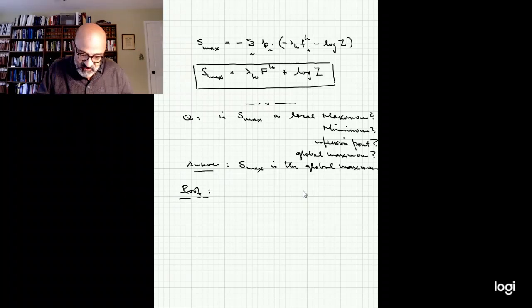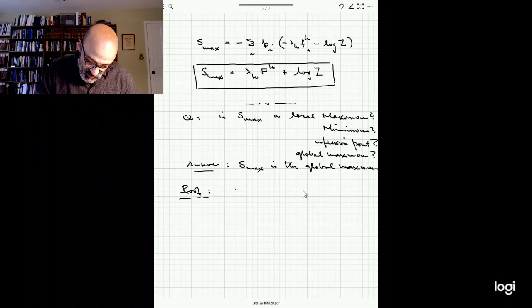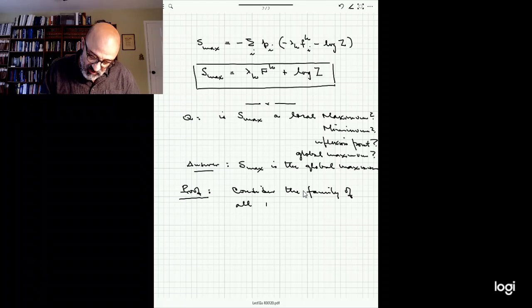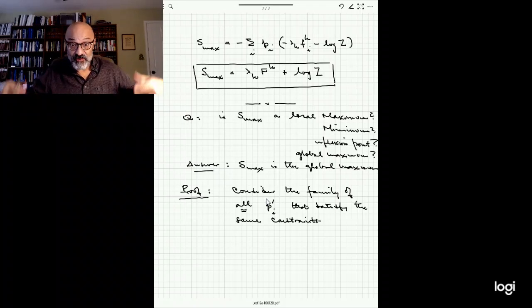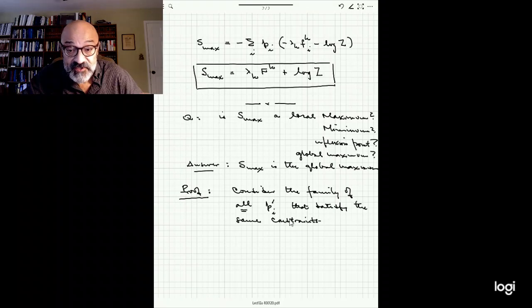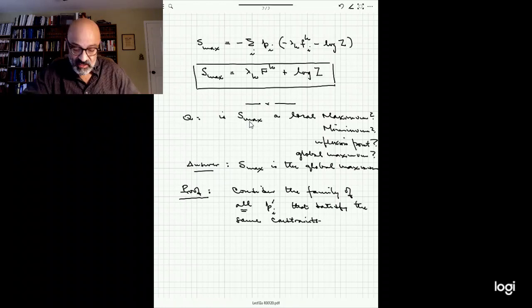The way we prove this is we're going to consider the family of all the probability distributions that satisfy the same constraints. When I say the family of all, what we're going to mean is that this is the global maximum. Any other probability distribution that satisfies the constraints is going to have an entropy less than this maximum. Okay, so how do we prove that?